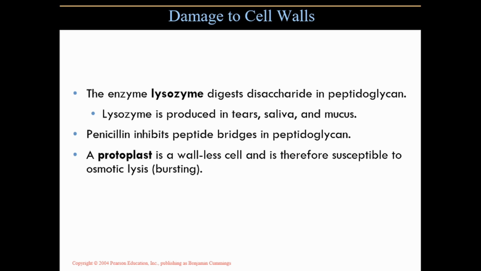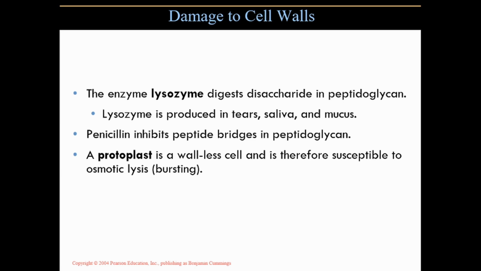Penicillin, the antibiotic, inhibits the peptide bridges. If you remember the log raft analogy that I used, those peptide bridges are like ropes holding the logs together. If the ropes are broken apart, then the raft falls apart. The peptidoglycan falls apart, and then you're left with, in some cases, a wall-less cell called a protoplast, and it's susceptible to bursting, called osmotic lysis.